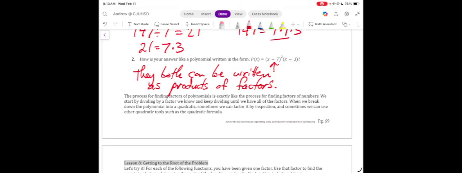When we break down the polynomial into a quadratic, sometimes we can factor it by inspection. That means just by looking at it. And sometimes we can use other quadratic tools, such as, you guessed it, the quadratic formula, which is why my classes have been reviewing how to do the quadratic formula.